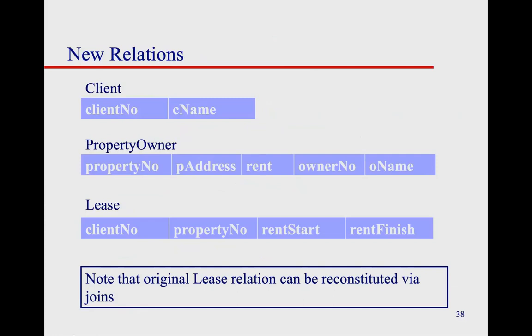So all of our original functional dependencies have been preserved. And by using those foreign keys, we can do a 4-way merge on client, lease, property owner, and owner. I'm sorry, a 4-way join on client, property for rent, owner, and lease to get the original lease relation back.